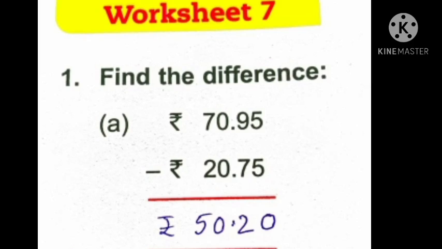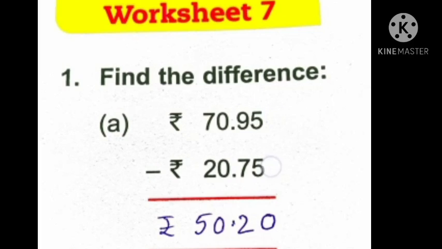Today I want to explain find the difference from worksheet number 7, chapter 7, class 3. Find the difference. Rupees 70.95 minus rupees 20.75. We separate amounts of money in the same way as we do with the numbers.